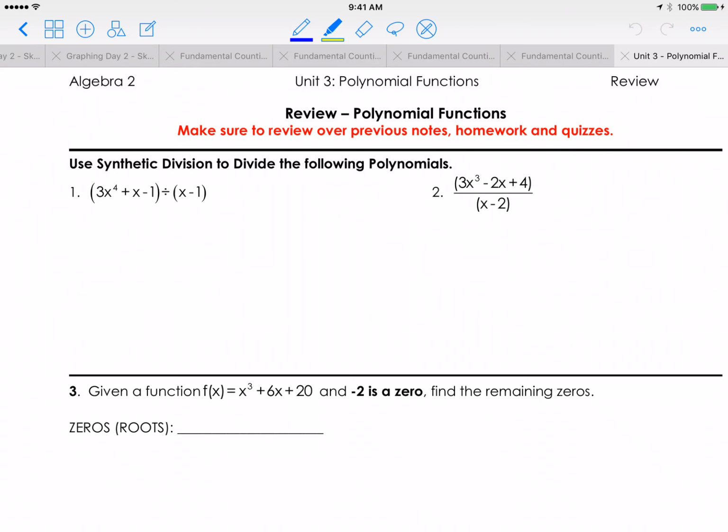Okay, let's go over our review sheet. Let's start doing a couple of problems, and I'm going to get as much done as I can in the time that I have you. I'll probably have to stop in 15 minutes, and then I'll start back up again.